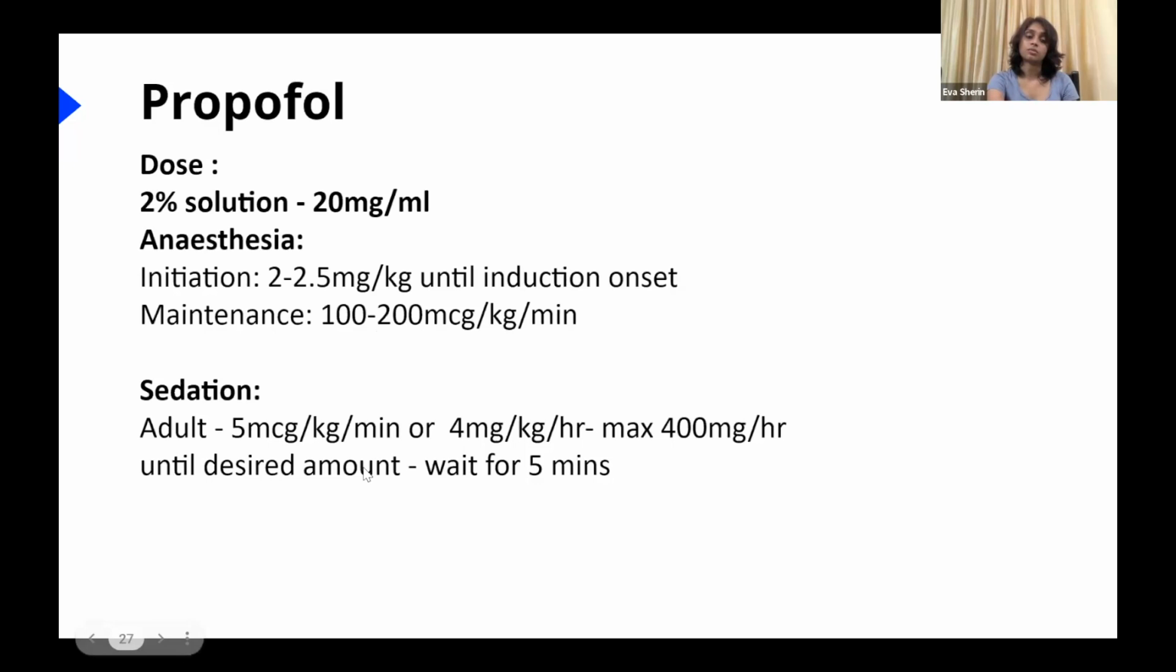Sedation, again, is very similar. It's difficult to calculate in micrograms, so I'm just going to go with 4 milligrams per kg per hour. And you can give it to a maximum of 400 milligrams per hour until you reach your desired amount of sedation. So you give your initial dose, you wait for 5 minutes, see if the patient is slowly dozing off before you give the next, again, similar dose.